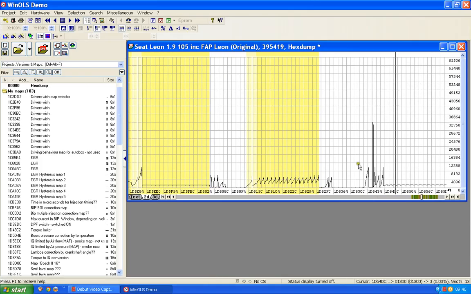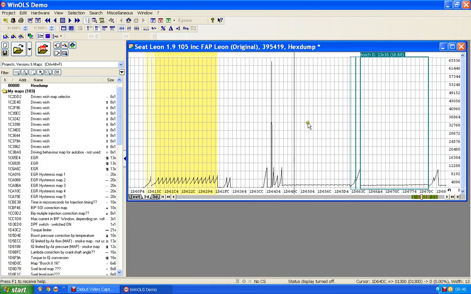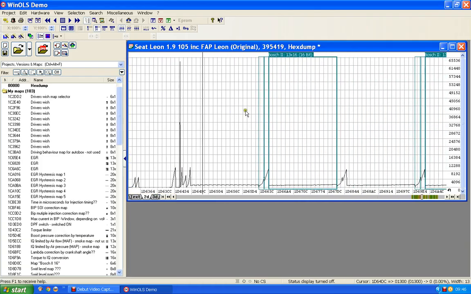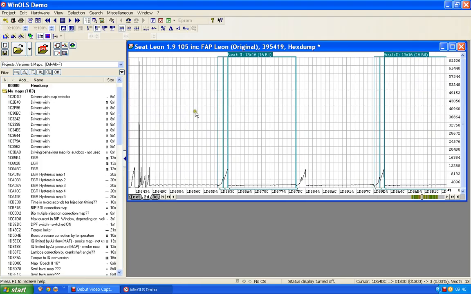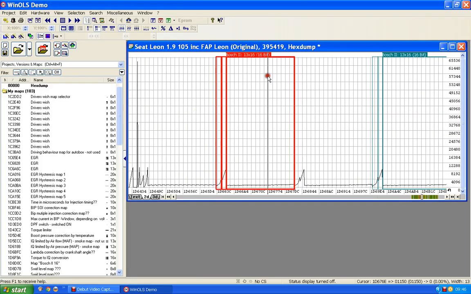Now if I scroll forward, what I find is an area here with 4 maps. One there that WinOLS has found, one there that WinOLS hasn't, one there that WinOLS has found, and one there maybe that WinOLS hasn't found.